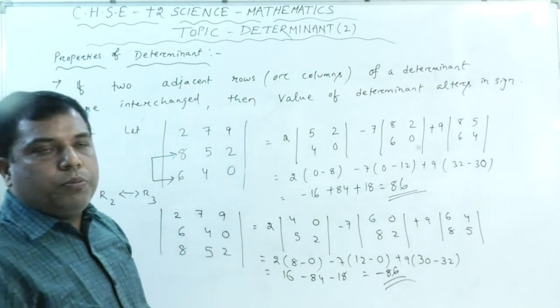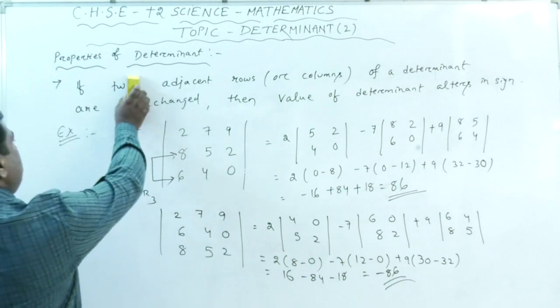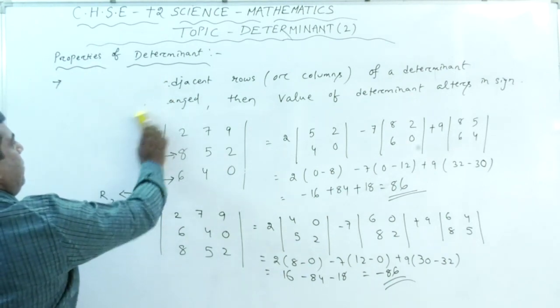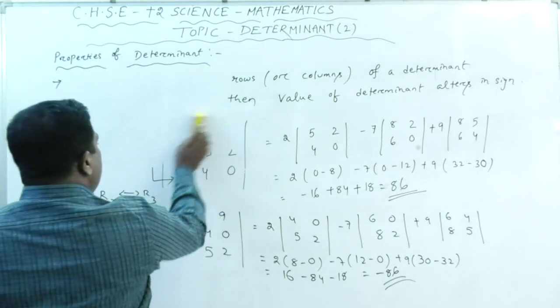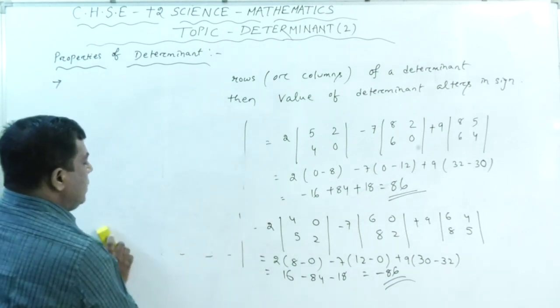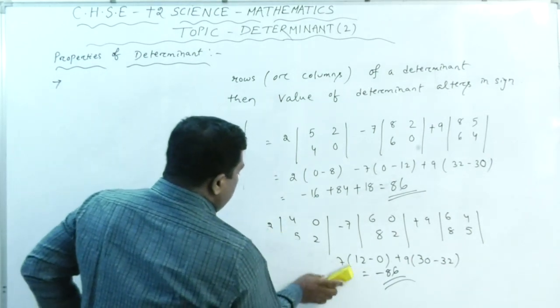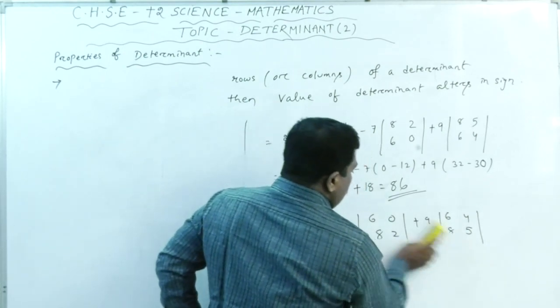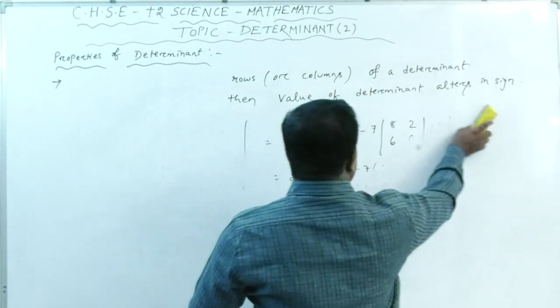Now we will move to the next one. We have to use this type of properties while finding the value of a determinant. This will make it easier for us to find out the value. So now let us move to the third property of the determinant.